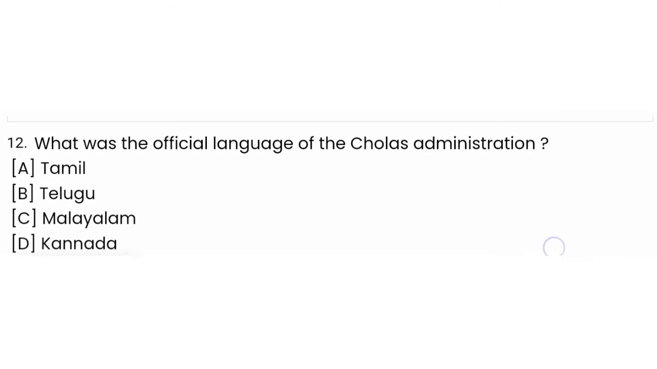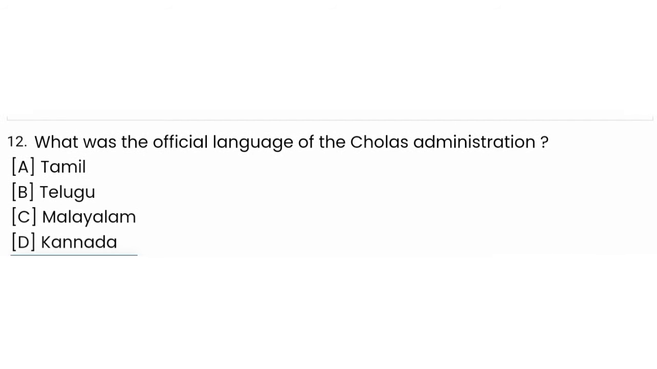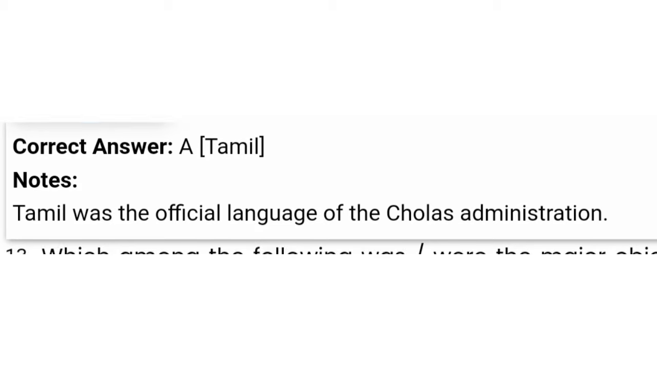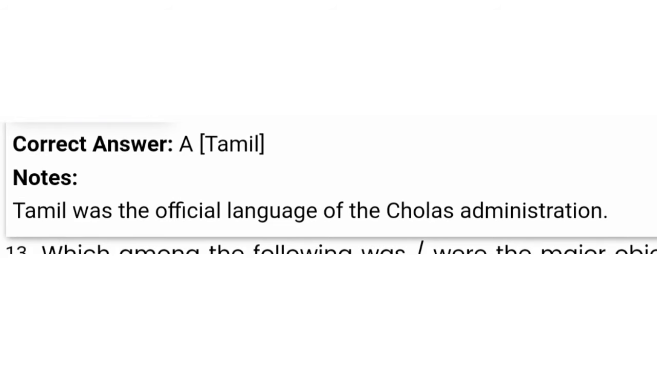Moving on to the next question. What was the official language of the Cholas administration? Option number A, Tamil, B, Telugu, C, Malayalam, D, Kannada. And the answer is option number A, Tamil. Tamil was the official language of the Cholas administration.